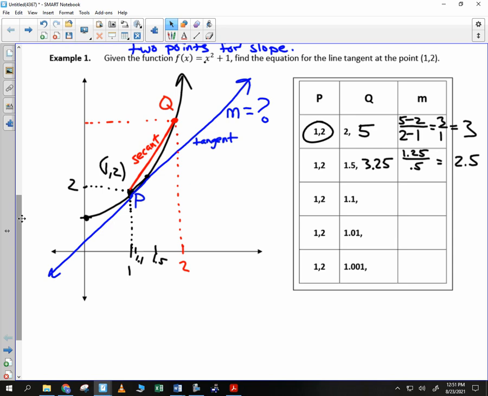I want you right here, this row, this group of you guys, I would like you to choose an x value of 1.1 and see if you could come up with the y value and the slope. You guys right here, I'd like you to choose an x value of 1.01, find the y value and the slope. And you guys over here, I'd like you to use x value of 1.001. Find the y value and the slope. You will want to use your calculators. Check with your partners once you get a result. Good luck. You're going to do a great job.